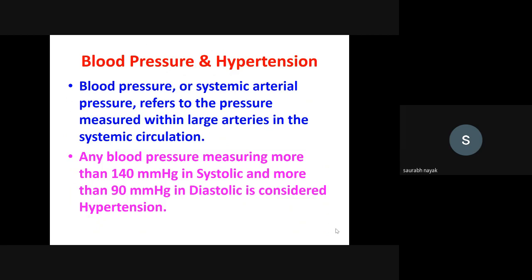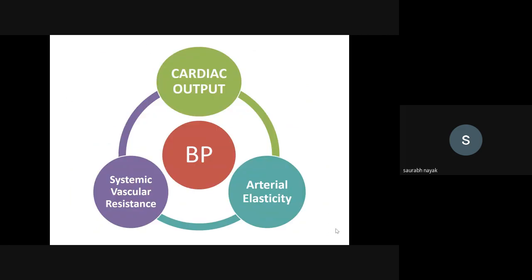Blood pressure or systemic arterial pressure refers to the pressure measured within the large arteries in the systemic circulation. But defining hypertension is a little bit more complex because hypertension depends on so many factors. So any blood pressure measuring more than 140 millimeter of mercury in systolic and more than 90 millimeter of mercury in diastolic is considered hypertension.